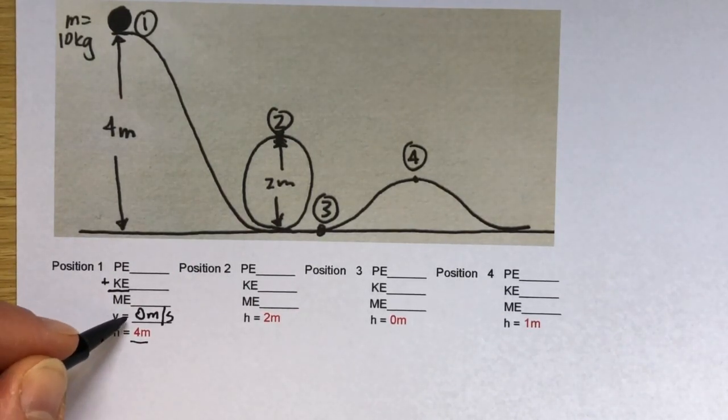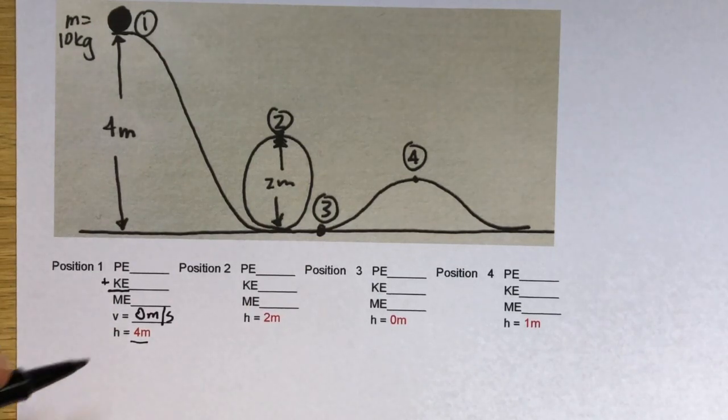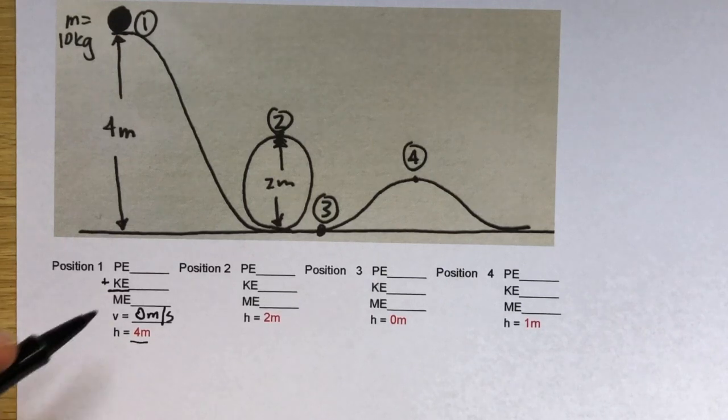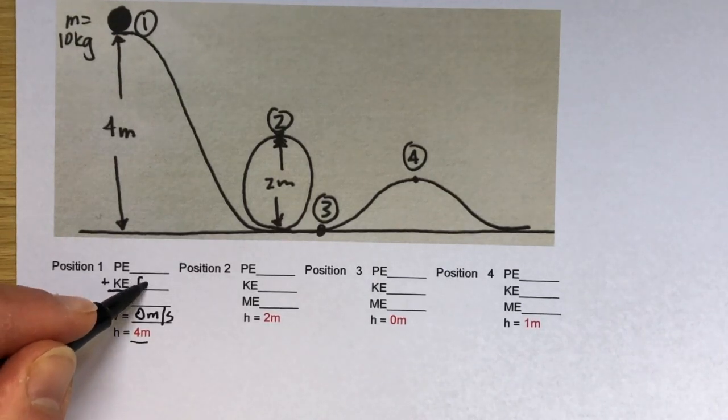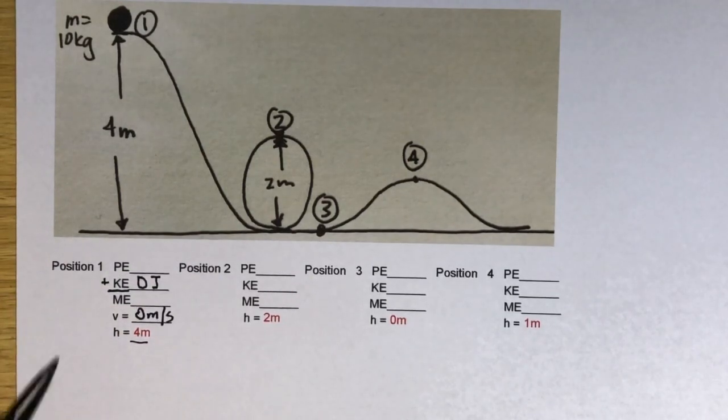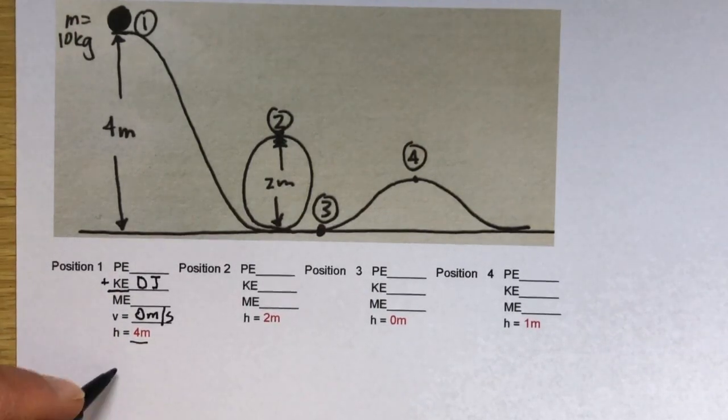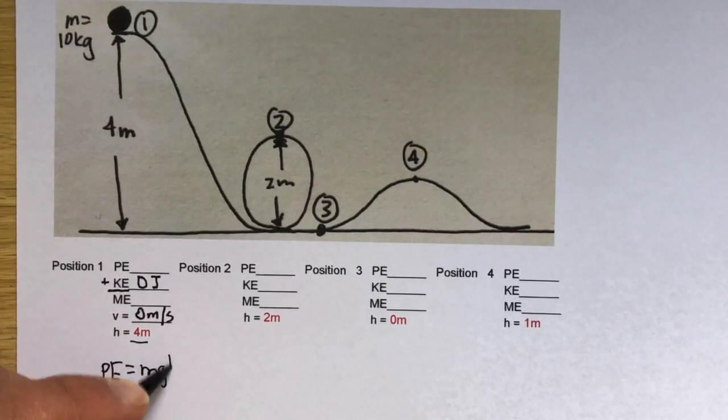Well, the first thing we can do really easily without doing any math is, if we know that the velocity at the beginning is 0, then we know that the kinetic energy at the beginning is also 0 joules. Because kinetic energy is the energy of motion, and if there's no motion, there's no kinetic energy. So now we have to figure out the potential energy. And if you think back to the other day, you practiced finding the potential energy of different things.